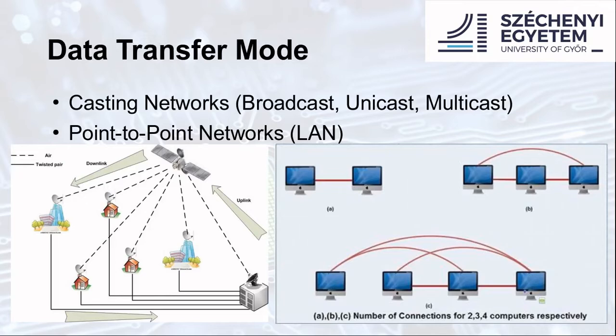According to the mode of data transfer, we can differentiate casting networks and point-to-point networks. You can see an example of a casting network on the left side picture. For example, radio and television are typical casting networks. Casting networks usually perform one-way communication. On the right side picture, you can see point-to-point networks, which are usually conventional local area networks.